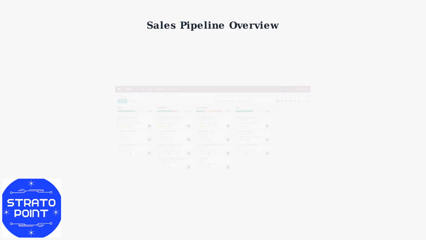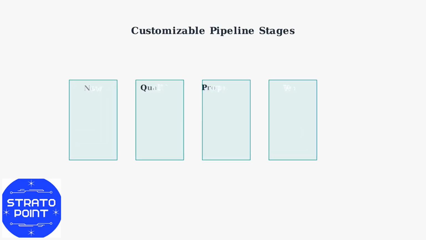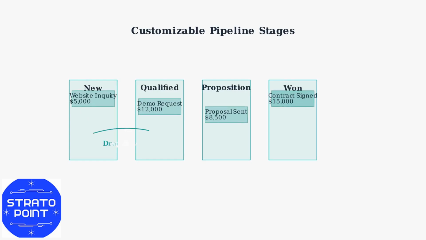The sales pipeline is a visual representation of the stages a deal goes through, from initial contact to closing. Here's what a typical Odoo CRM pipeline looks like in action. Odoo allows you to customize these pipeline stages to fit your specific sales process. You can add, rename, or automate stages as needed, and easily move leads between stages using a drag-and-drop interface.